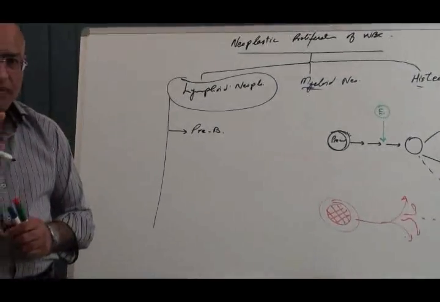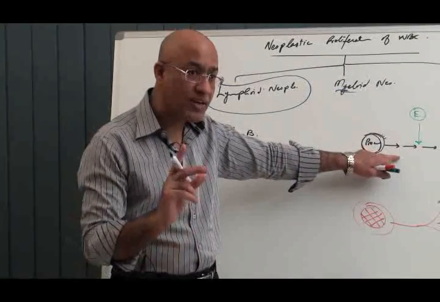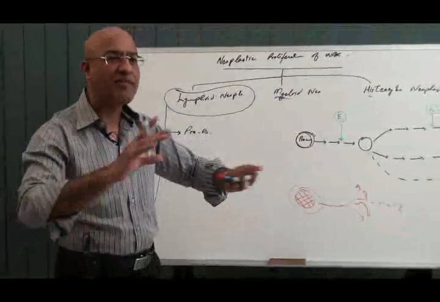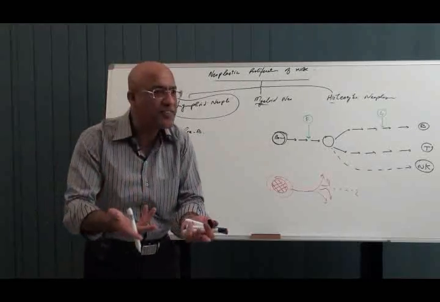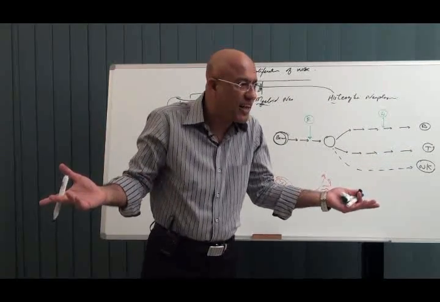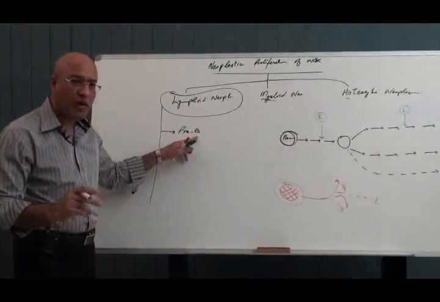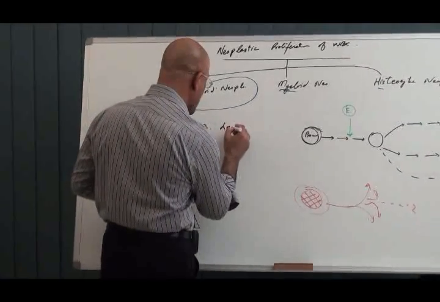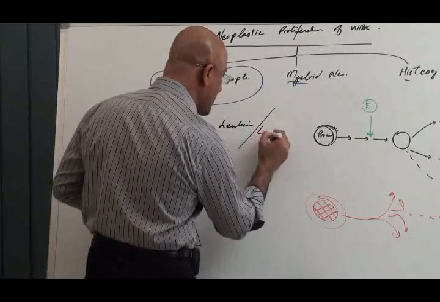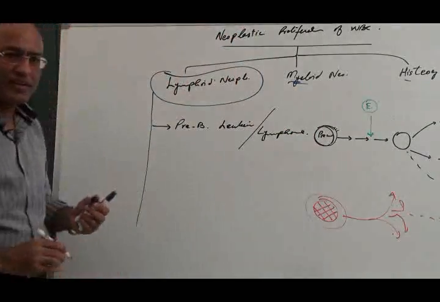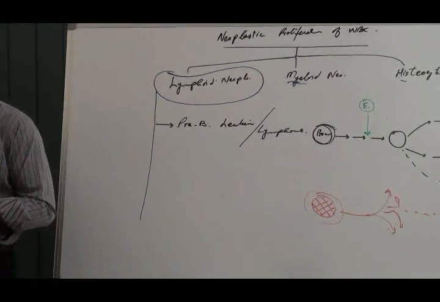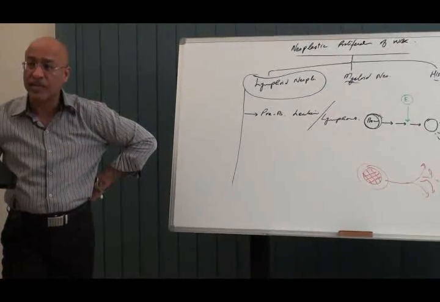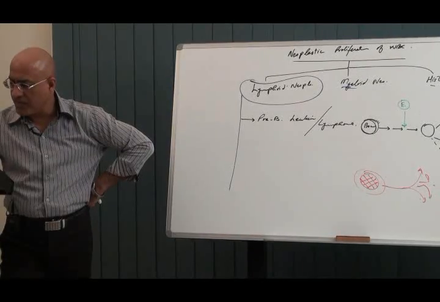Precursor B cells. It means the cell which has become malignant was trying to become a B cell, but never became a B cell. So this will be precursor B cell, lymphoma or leukemia, depending upon behavior. So we will call it precursor B cell leukemia. It is written in books as leukemia-lymphoma, because both will be treated somewhat similarly. So the first category, according to the World Health Organization, is precursor B cell neoplasia.